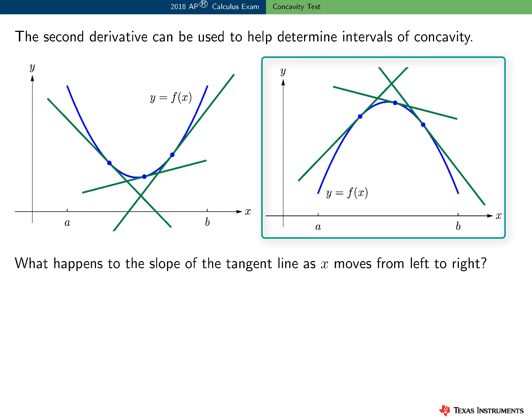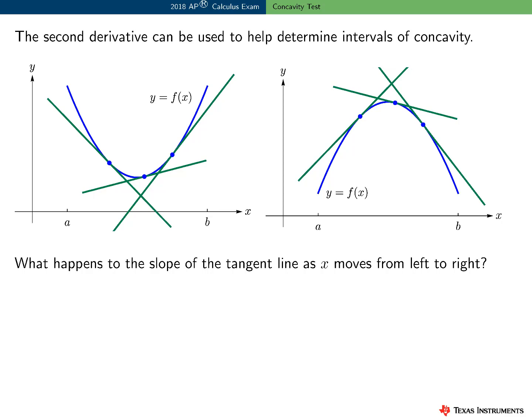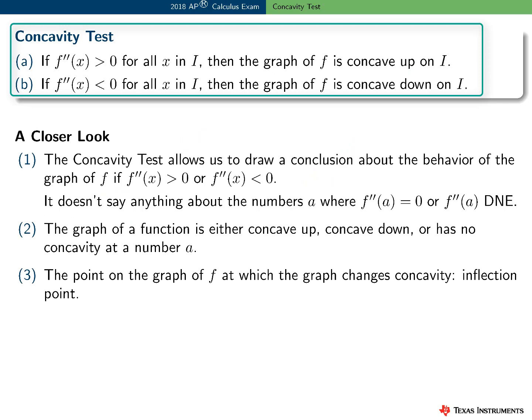Similarly, in this figure, the graph of f is concave down. As x moves from left to right, the slope of the tangent line is decreasing. This means that the derivative f prime is a decreasing function. And this means its derivative, f double prime, is negative. This reasoning leads to a theorem, the concavity test. The concavity test says, if f double prime of x is greater than 0 for all x in an interval I, then the graph is concave up on I.